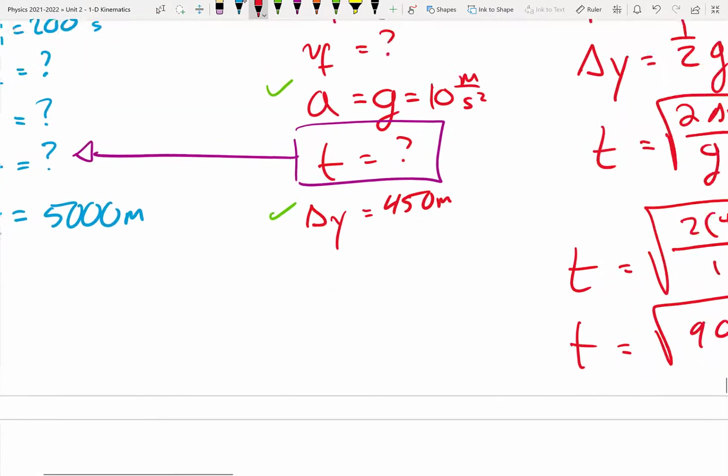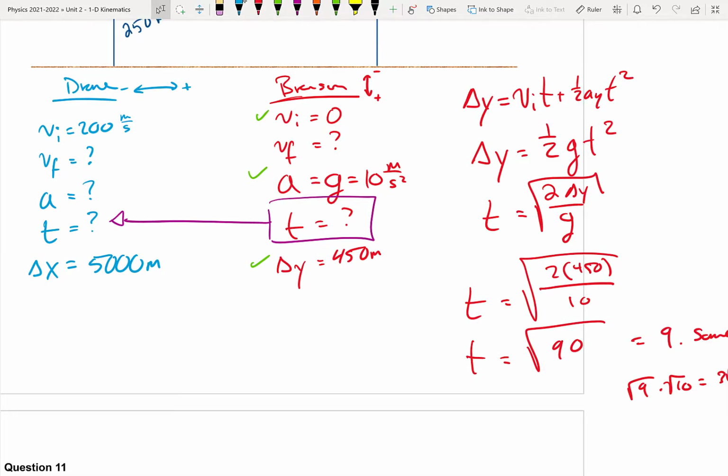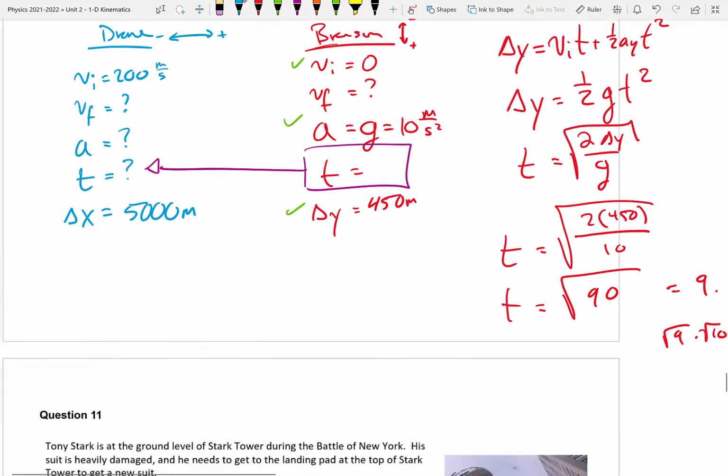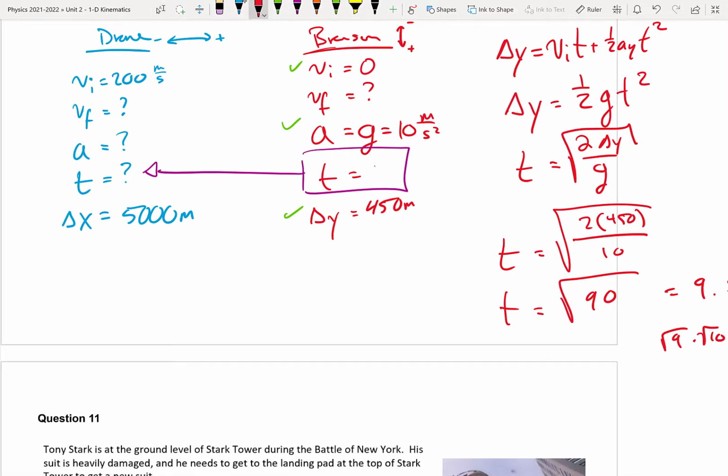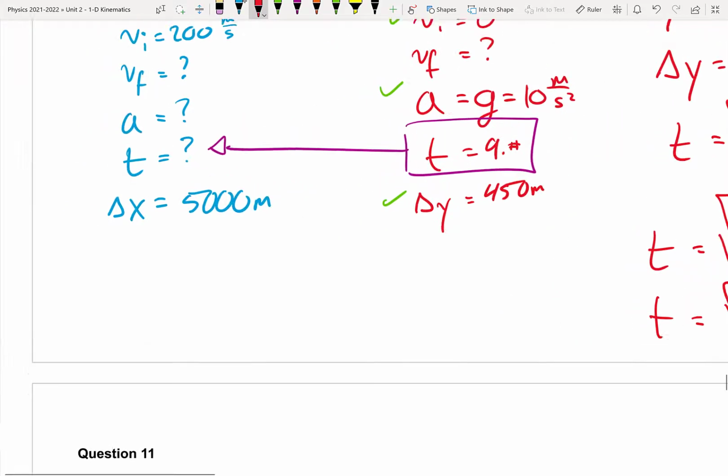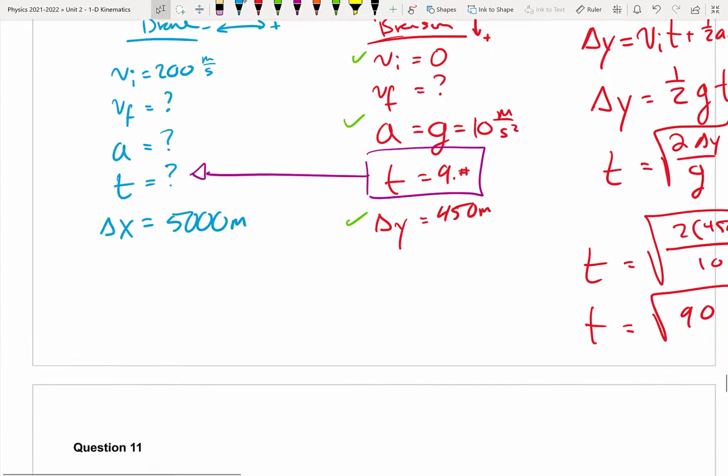I'm going fast because I gotta hurry up. All right, so that's the time. We now know it, so we can put it in, 9 point some other numbers, over here with our time for our drone. And for our drone, we have initial velocity, we have time, we want acceleration, we have delta x. Look what equation is coming back. How useful number 2 is, huh?